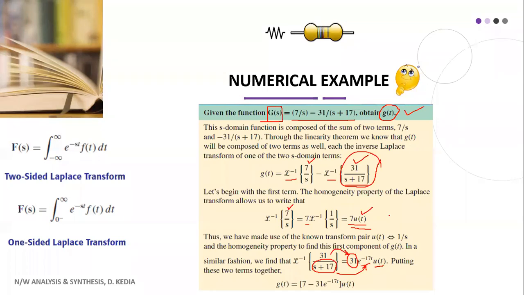Okay, now you have two results. One is 7 ut, another is 31 e raised to power minus 17t ut. By applying additive property, you can directly come at this result. Ut can be taken as common, and inside you are left with 7 minus 31 e raised to power minus 17t. Okay, fine. So students, after discussing this numerical example, we move forward.